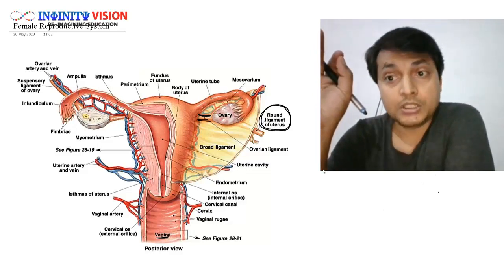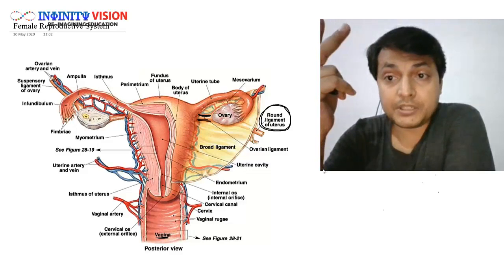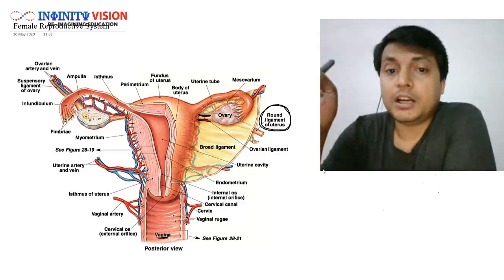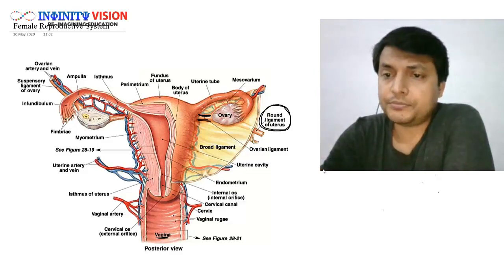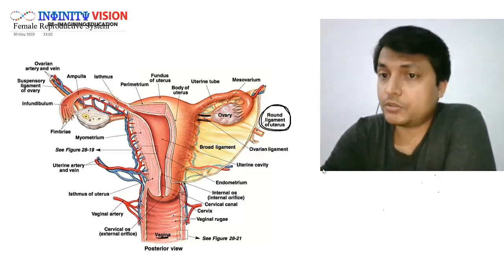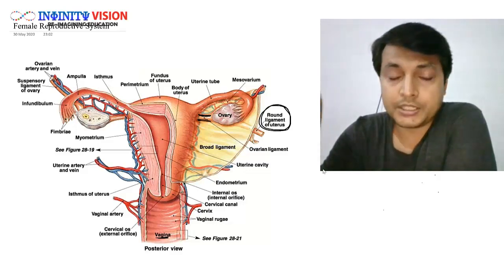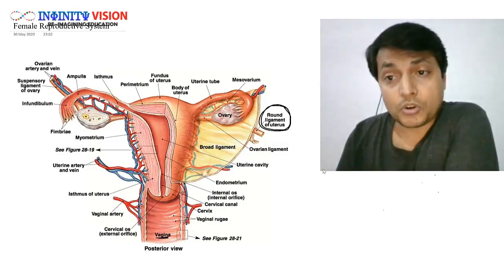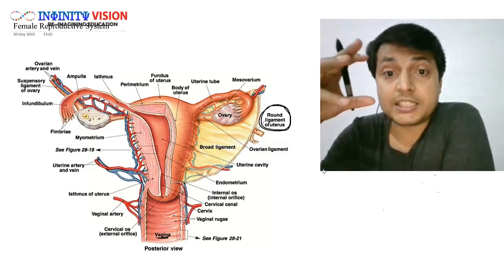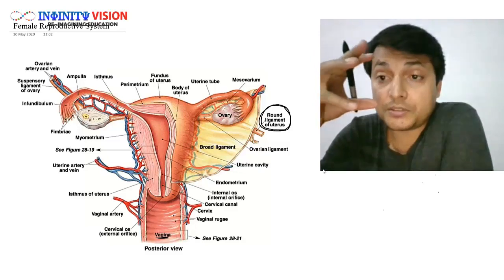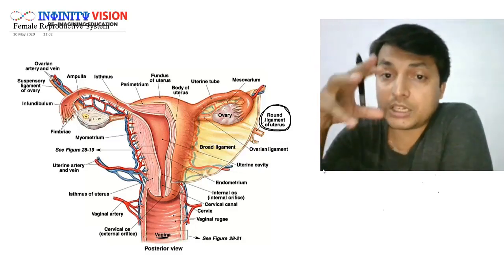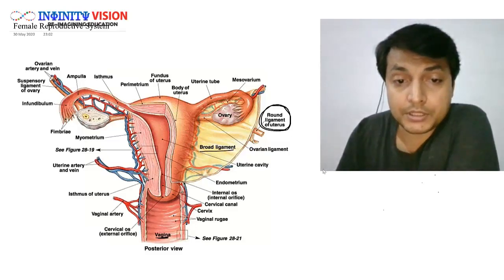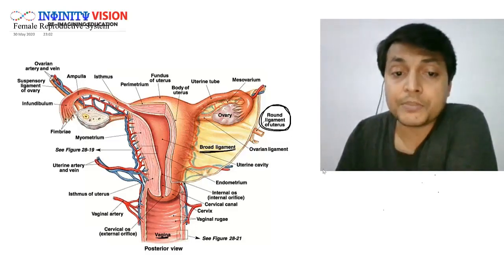So there are two round ligaments, one on either side of the uterus, and they are attached with one ovary each. Now, this round ligament is not the only ligament which is keeping the position of the ovary fixed. Apart from this round ligament, there is one more thing here which we call the broad ligament. Can you see here? Broad ligament. What is this broad ligament?